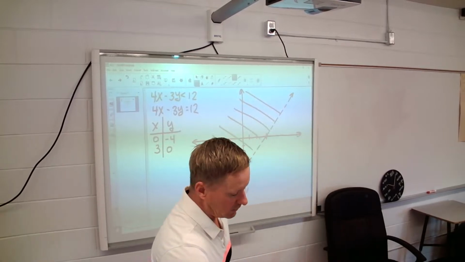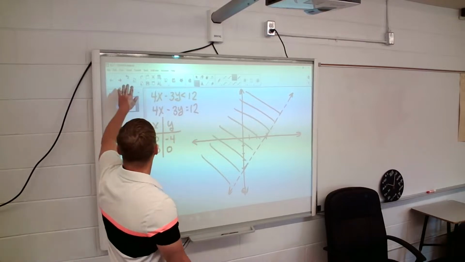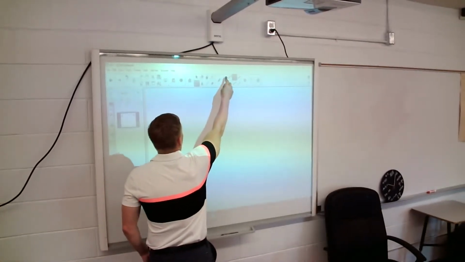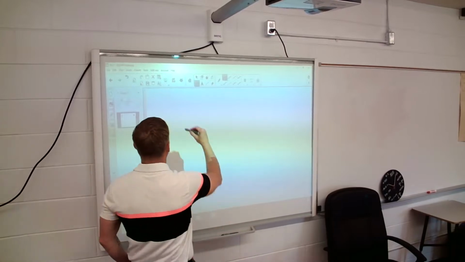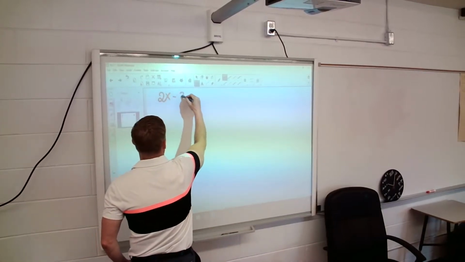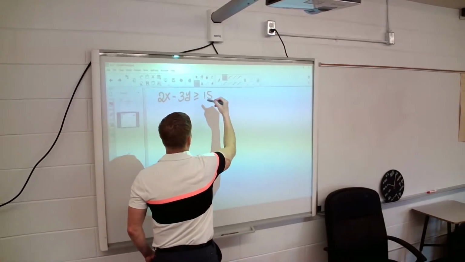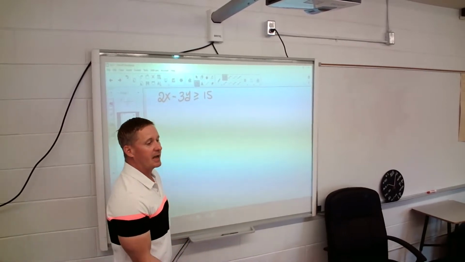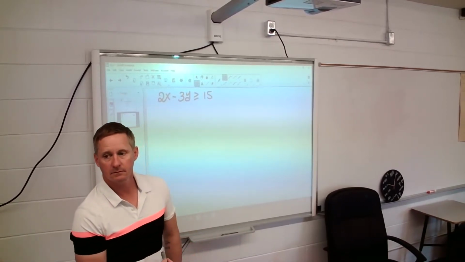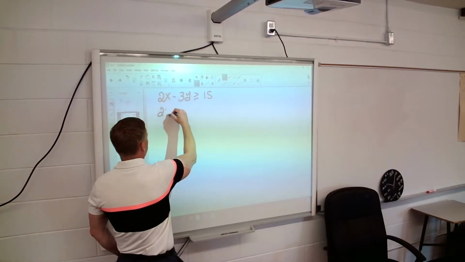Okay, so let's do a second one here. Any questions? We've done this, right? 2x minus 3y greater than or equal to 15. Okay? First step is put an equal sign on it.